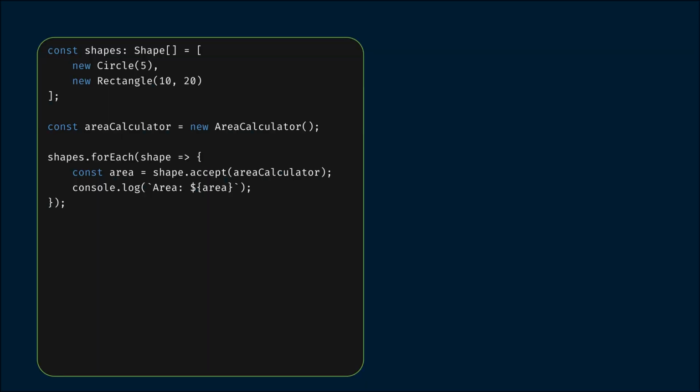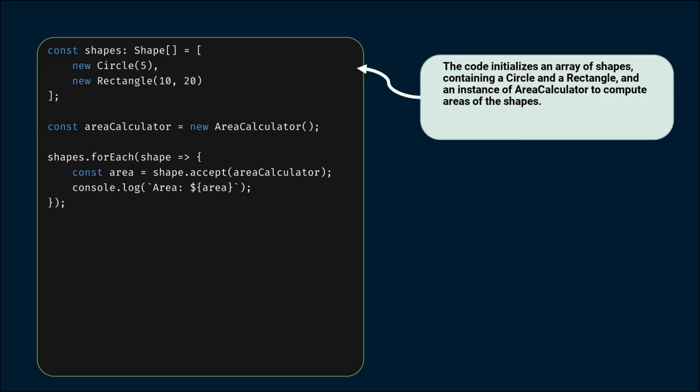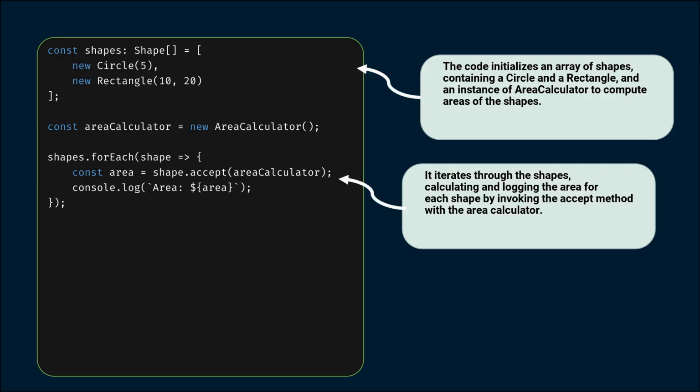Now let's see how we can implement the visitor pattern by creating an array of shapes and utilizing our area calculator. We start by defining an array named shapes that holds instances of Circle and Rectangle. Each shape is instantiated with appropriate parameters. The circle is created with a radius of 5, and the rectangle is initialized with a width of 10 and a height of 20. Next, we instantiate the area calculator, which is a visitor designed to compute areas of the shapes.